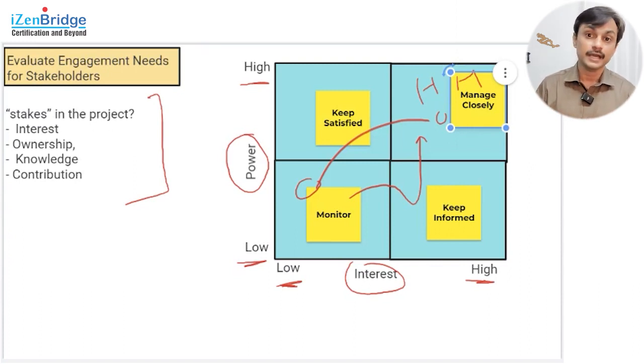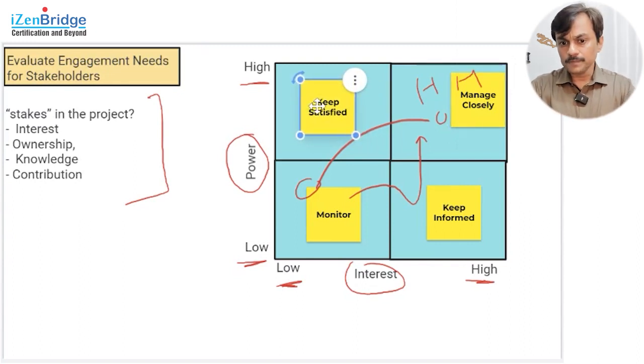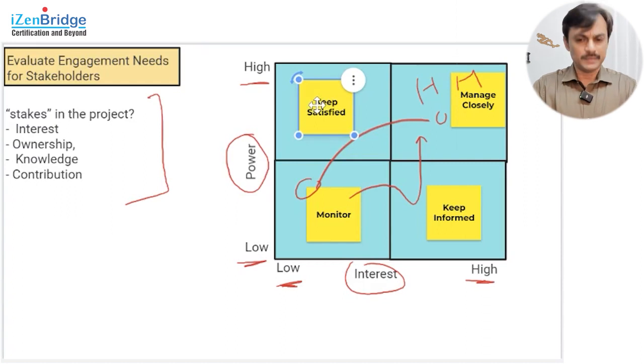We can definitely have a working agreement to identify how deep a level they want, but as a project manager I focus on the best communication technique with them. If you have to choose a communication style, there is push communication, pull communication, and interactive communication. With the manage closely group, you do interactive communication. Now, the keep satisfied group may not be available to attend your meetings.